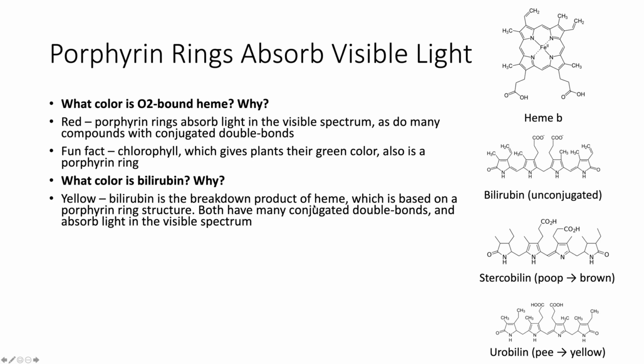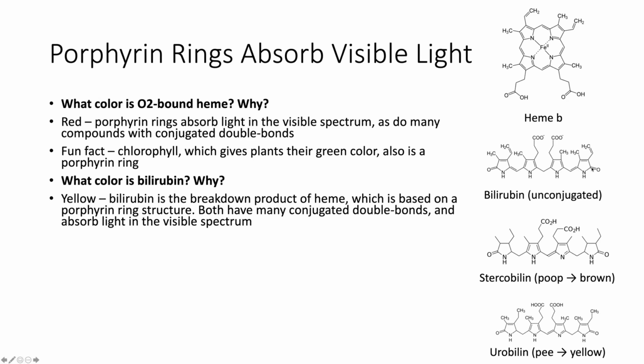Because again, both have many conjugated double bonds, and so they absorb light in the visible spectrum. You can just see it here. You don't have to be a chemistry guru to see double bond, single bond, double bond, single bond, double bond, single bond, double bond. That is what a conjugated double bond is, an alternating structure. So when you see that, you should think both A, nonpolar, and B, that it is going to absorb visible light.